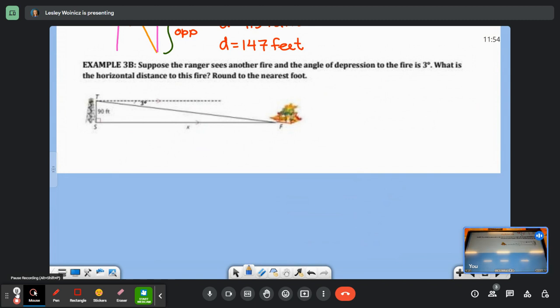So suppose the ranger sees another fire. Another fire? How many fires are there? Sees a fire and the angle of depression to the fire is 3 degrees. What is the horizontal distance to this fire? Okay, so the ranger is up on a tower. Okay. Here's our little guy. He's up on a tower.